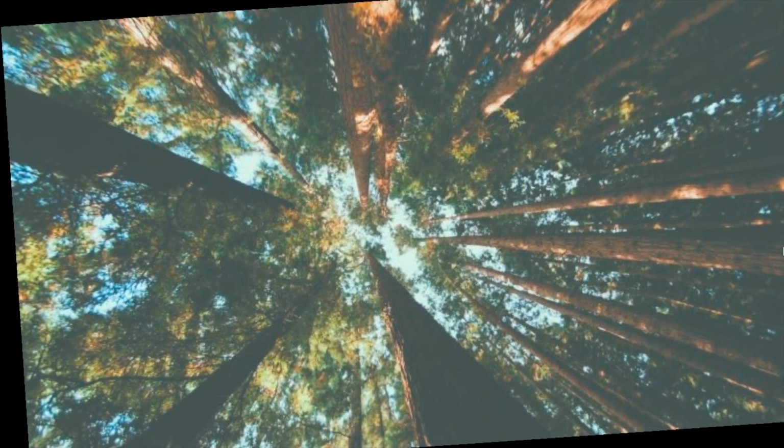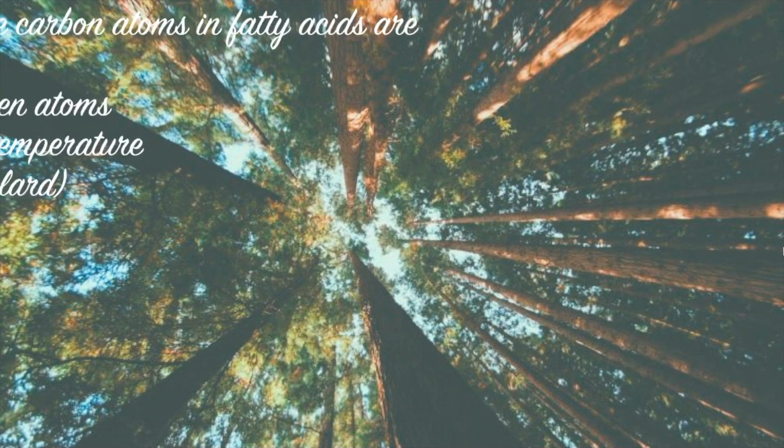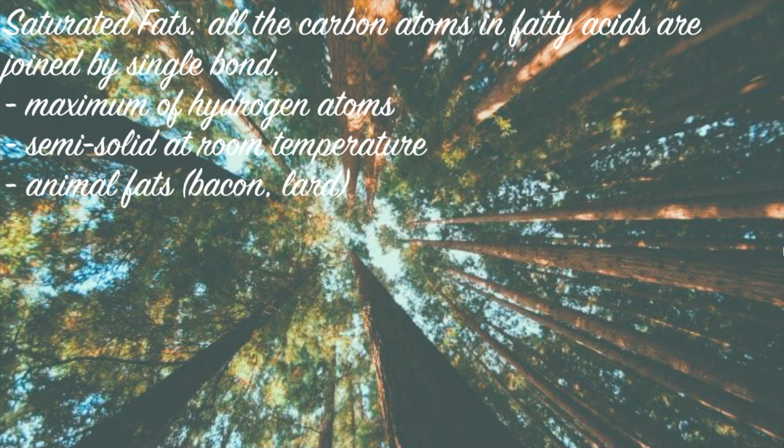In this E shape, many different types of fats can be made. The first type is saturated fats. Saturated fats are formed when all the carbon atoms in fatty acids are joined by single bonds. Saturated fats have the maximum amount of hydrogen atoms possible. Another characteristic is that they are semi-solid at room temperature. An example of saturated fats is types of animal fats.